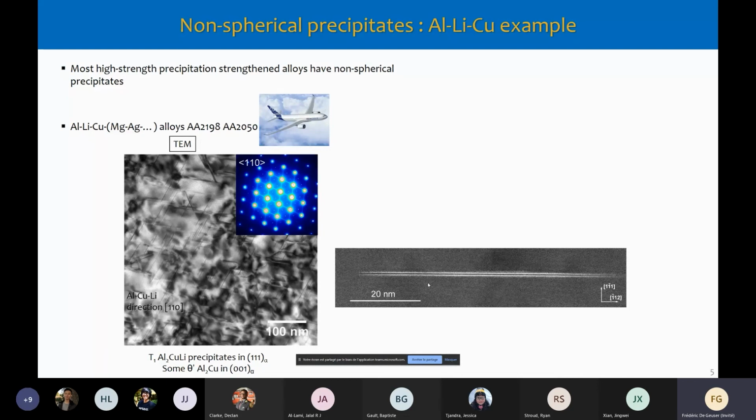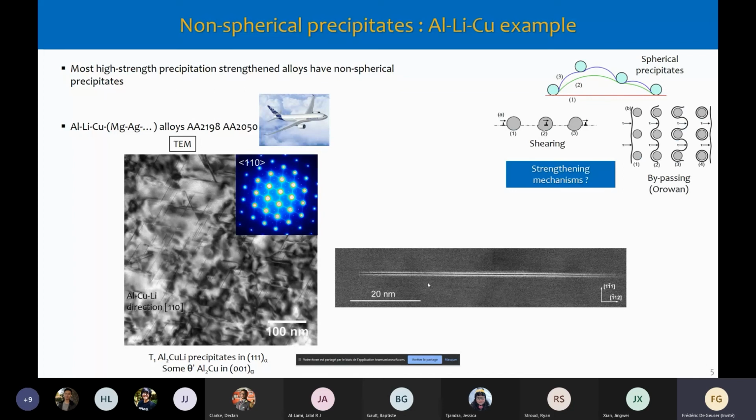So they actually form a very intricate network that is very potent, strengthening, what's the obstacle for the dislocations to move. And that's the interesting thing, is that we're looking at strengthening mechanisms there, which are, again, if you look at textbooks, usually described like this, where you have spherical precipitates and they interact with dislocations, and you have essentially 2 mechanisms, one is shearing and one is bypassing.